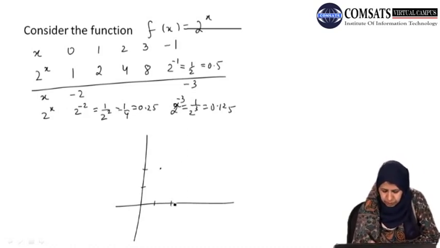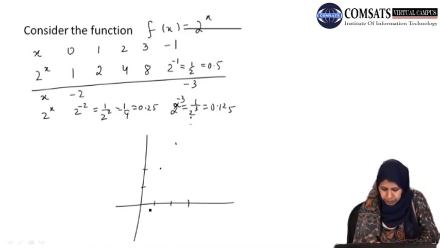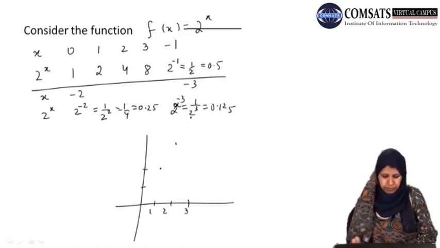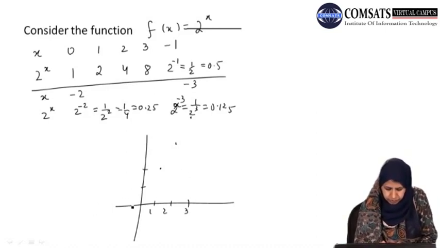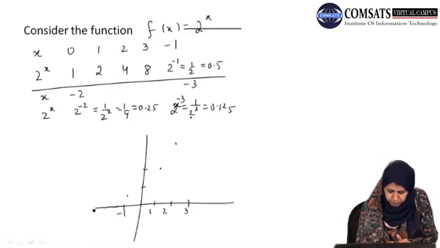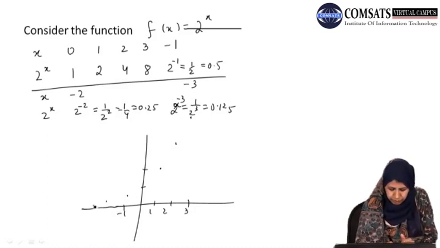When x is 2, this is 4, and so on, continuing in this way. 1, 2, 3. And now the negative powers. When x is minus 1, this is 0.5. In the case of minus 1, this is this point. Continuing, in the case of minus 2, we obtain 0.25, and so on.